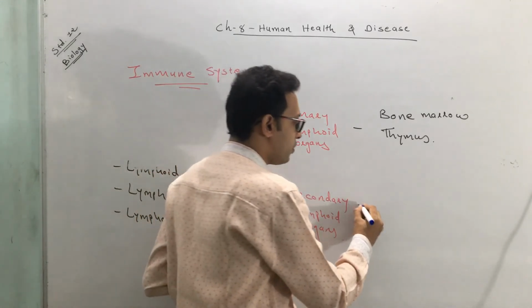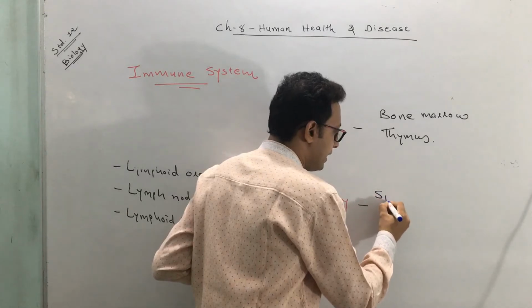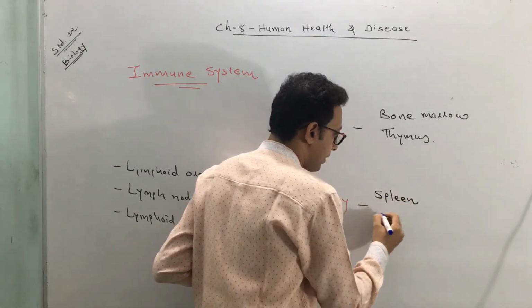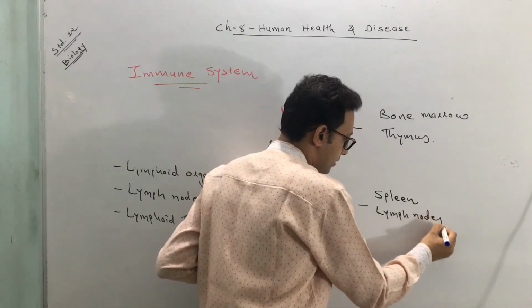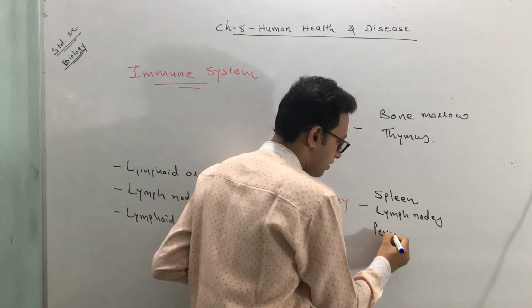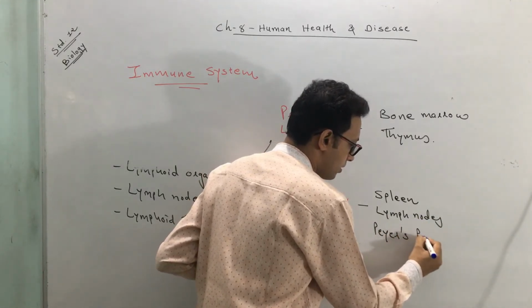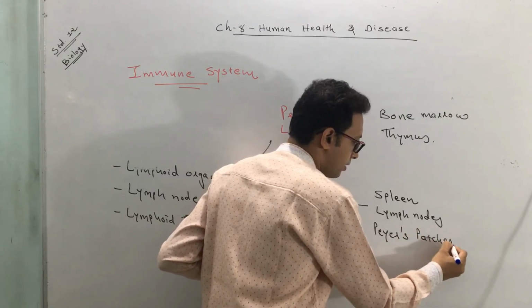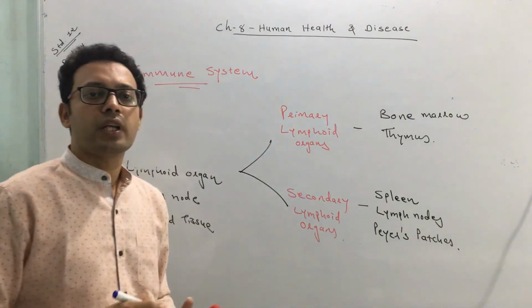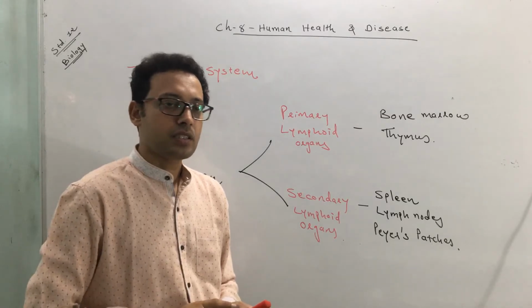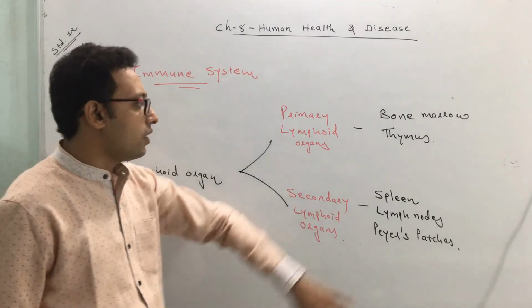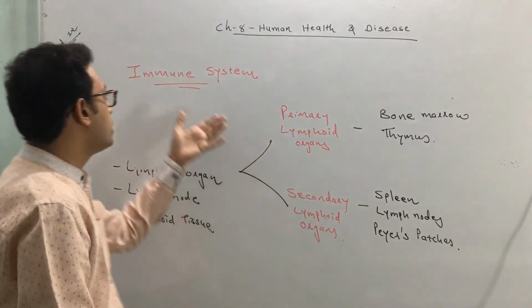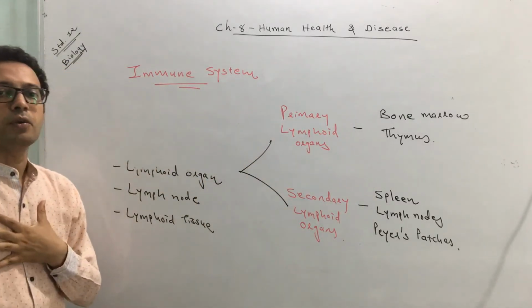And the secondary lymphoid organs include spleen, lymph nodes, Peyer's patches, which are usually found in the intestine, and the appendix. They are the secondary lymphoid organs. Okay, and they all together constitute the immune system in our body.